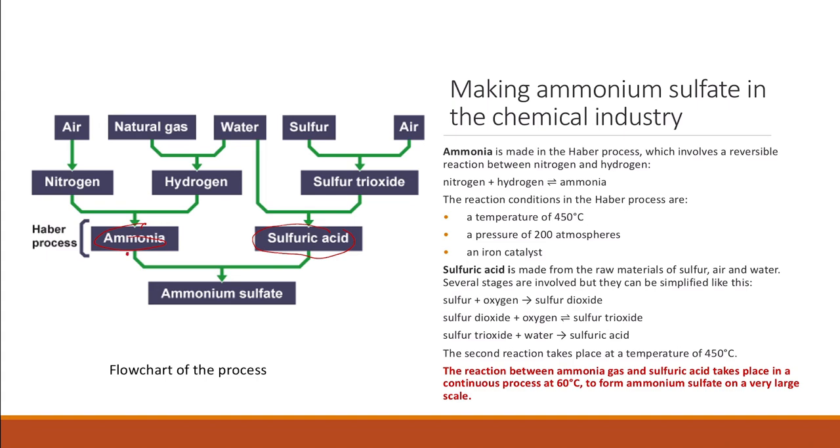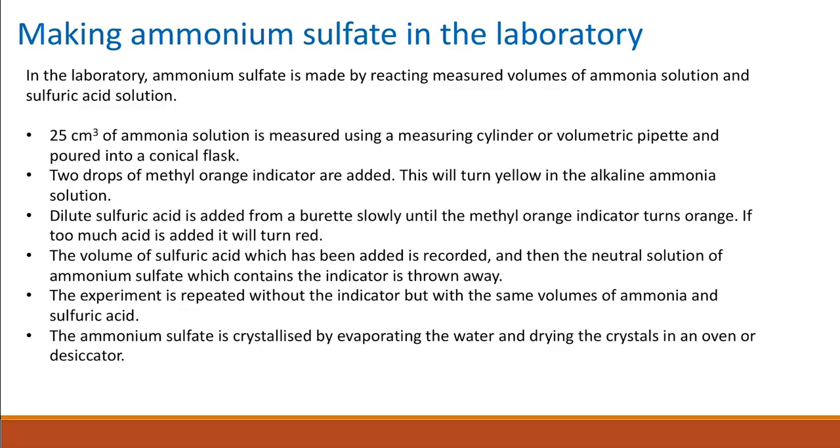So ammonia can be formed through the Haber process, as we discussed, from a reaction between nitrogen and hydrogen, and sulfuric acid can be made by a reaction between sulfur and oxygen to give sulfur trioxide, and then sulfur trioxide can dissolve in water or react with water to give sulfuric acid. Finally, sulfuric acid reacts with ammonia, and that will give you ammonium sulfate. This is a continuous process, and the ammonium sulfate is continuously produced.